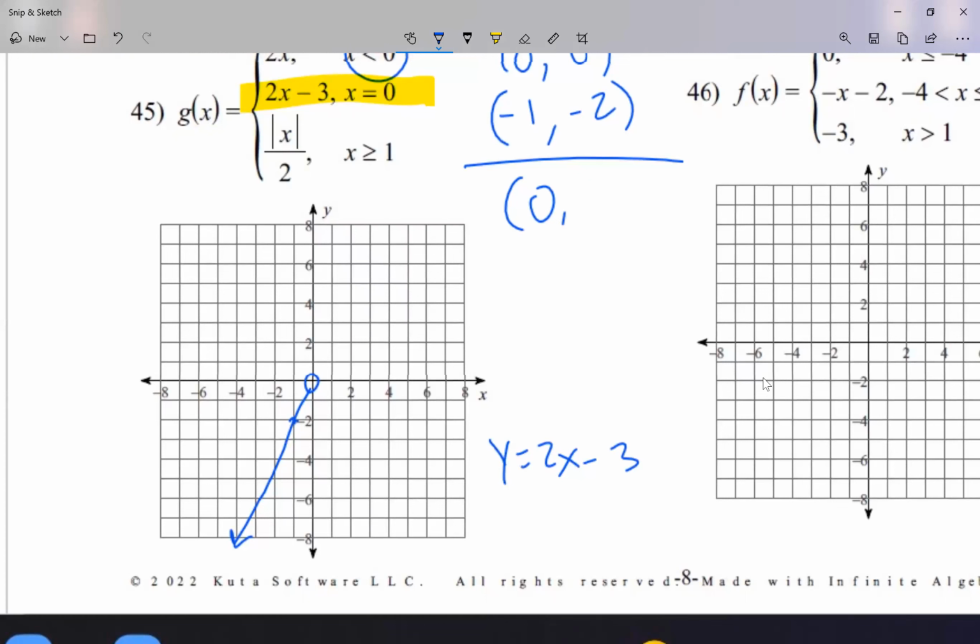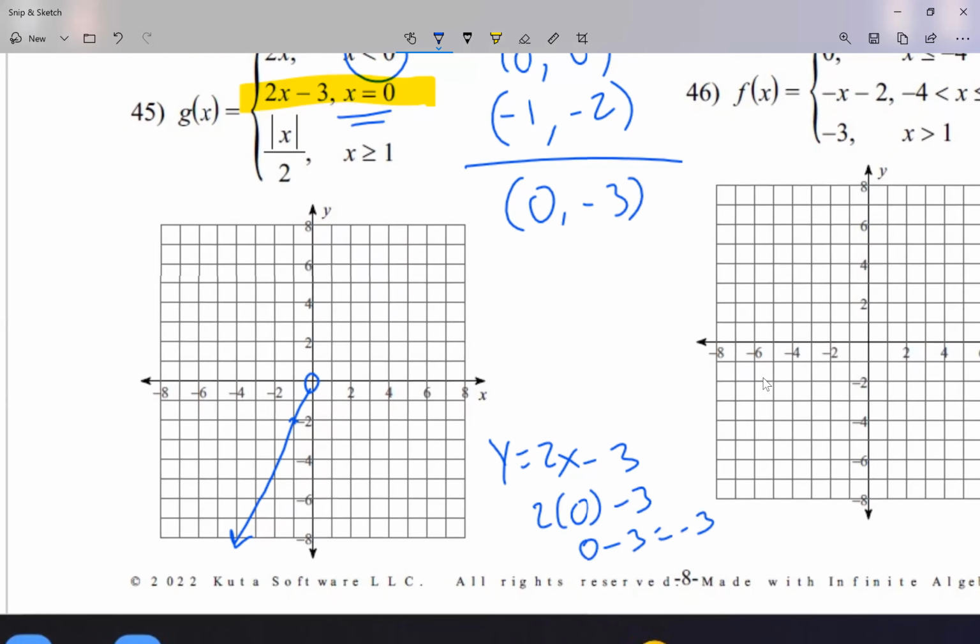X equals 0. Right? If x equals 0, 2 times 0 minus 3 gives me 0 minus 3, which is -3. But notice how it says x equals 0. Okay, so that's the only point that I can choose. So I'm just going to plot that point. 0, -3. It's a point. So I'm going to put it like that. It's not quite a closed circle. It's just a point. But it could be considered a closed circle as well.